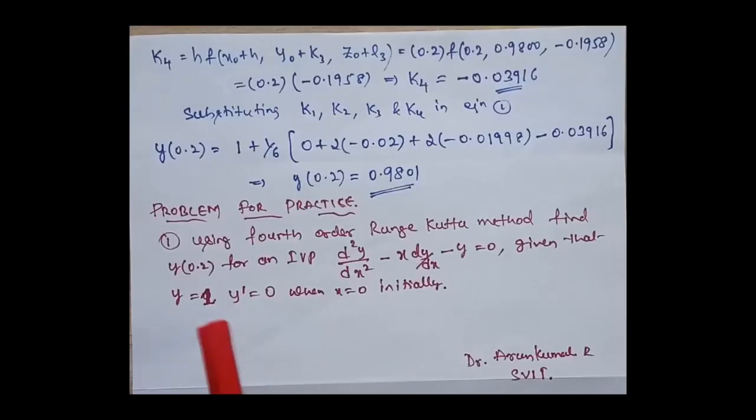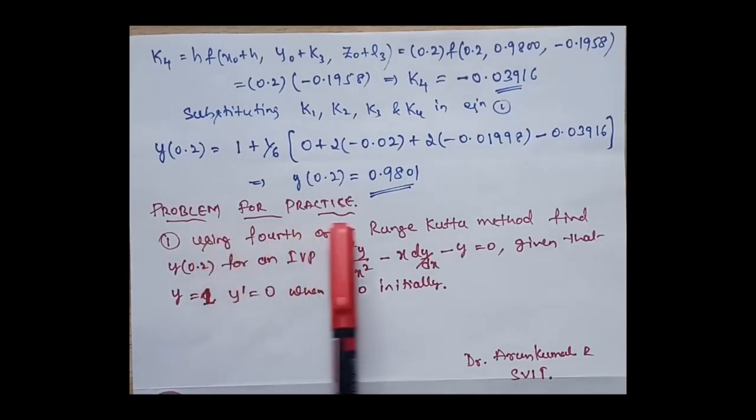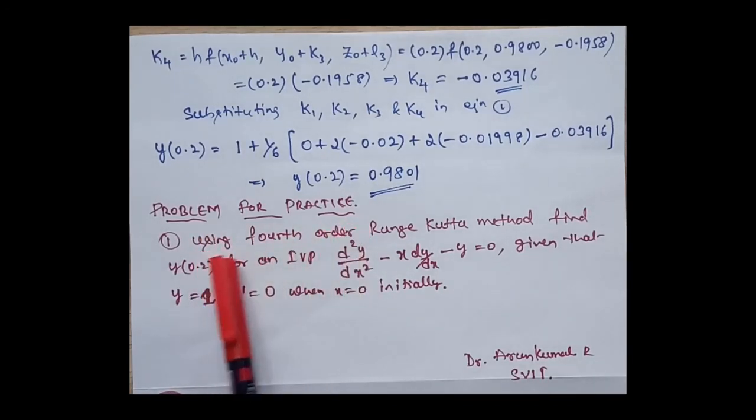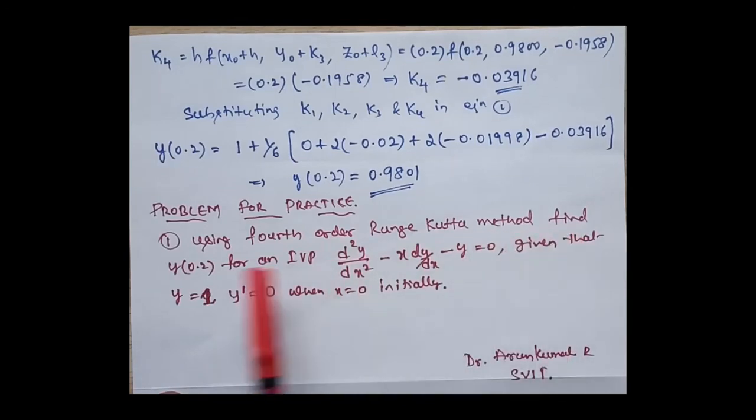Okay, one problem for practice purposes. Using the fourth order Runge-Kutta method, find y of 0.2 for an IVP d square y by dx square minus x into dy by dx minus y equals 0, given that y is equal to 1 and y dash is equal to 0 when x is equal to 0 initially. Just solve this problem using the fourth order Runge-Kutta method. Whatever we did for the previous two problems, in the same way you can try this.